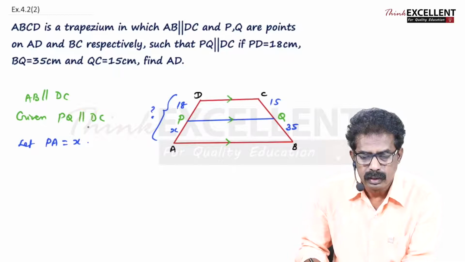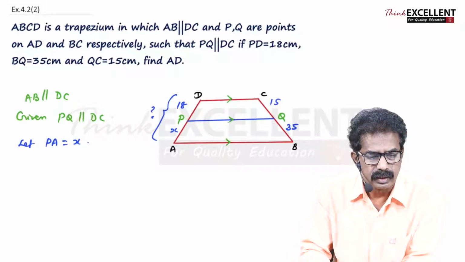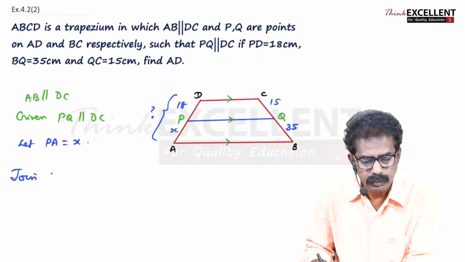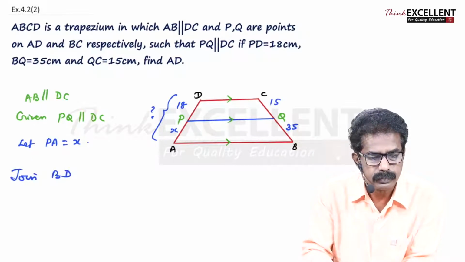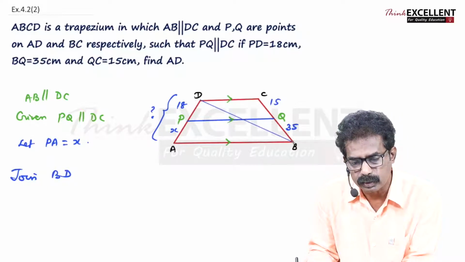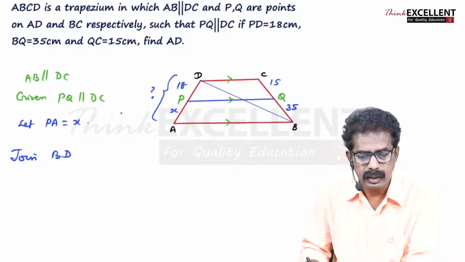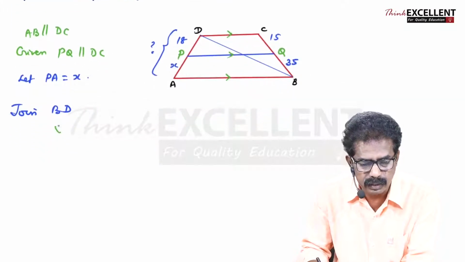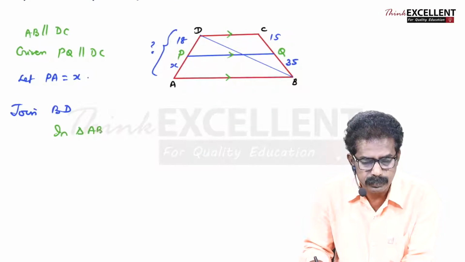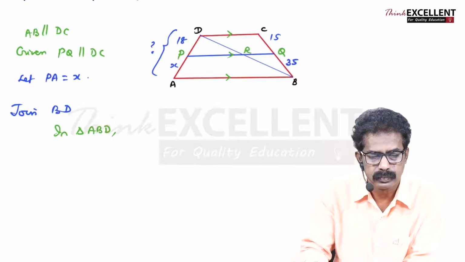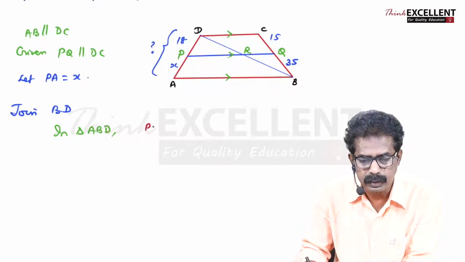Okay. Now here we need a construction. So join BD. These two you join. Now we consider this triangle. First I'm taking ABD. In triangle ABD, this point I'm taking to say R. In this triangle, PR is parallel to AB.